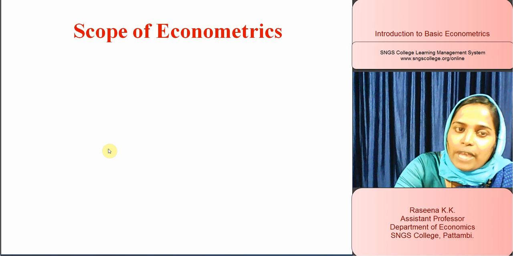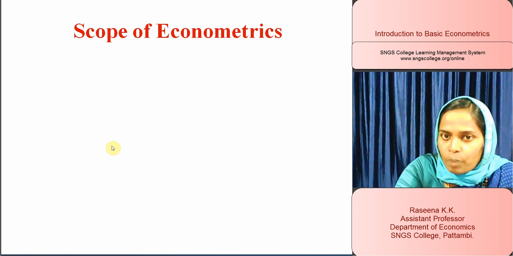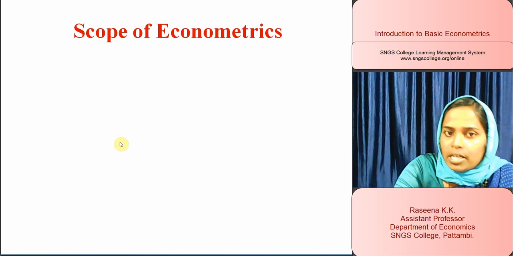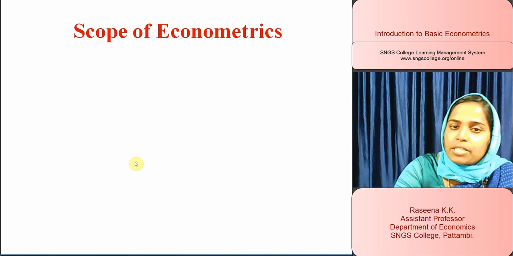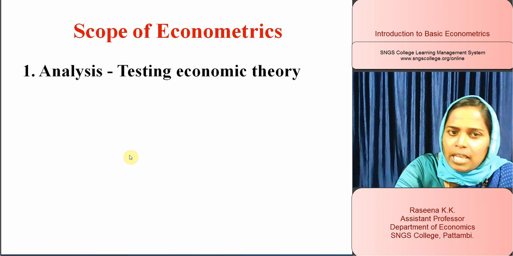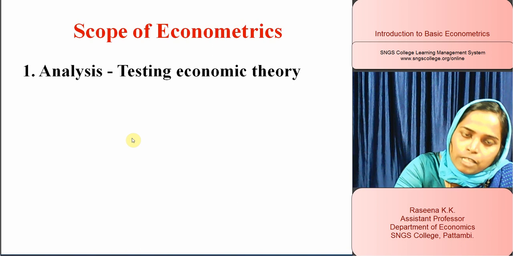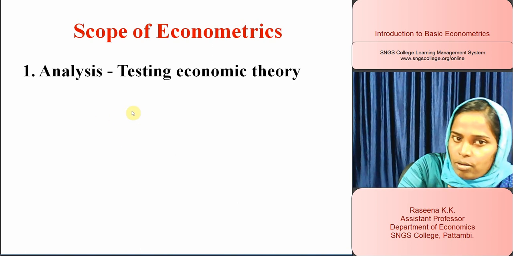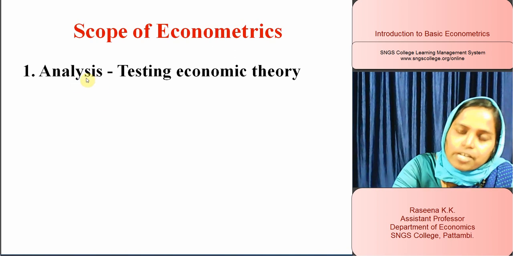Now, we are checking what is the scope of the subject matter econometrics, or what is the role of the discipline econometrics, or what we are doing with the subject matter econometrics. There are mainly three roles for econometrics. The first one, which we already discussed, is testing economic theory, or it is termed as analysis. Analysis is the first role of econometrics.